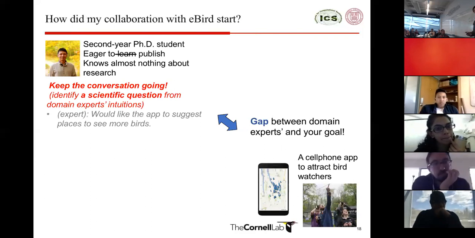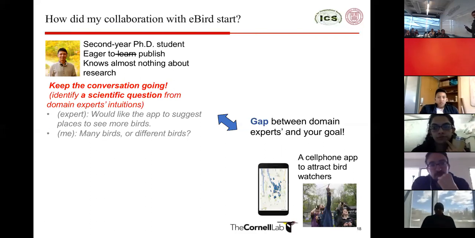So they approached us saying that they would like to have a cell phone app to recommend birding locations for bird watchers. And then I asked, what locations do they want that app to recommend? Do they want an app that recommends locations where they can see many birds, meaning in terms of quantity, or a cell phone app that recommends locations where they can see different kinds of birds?